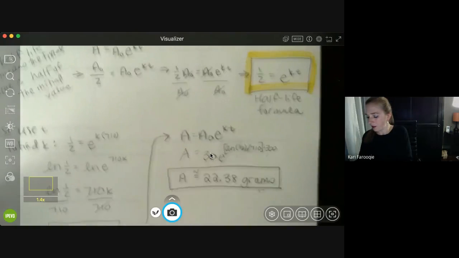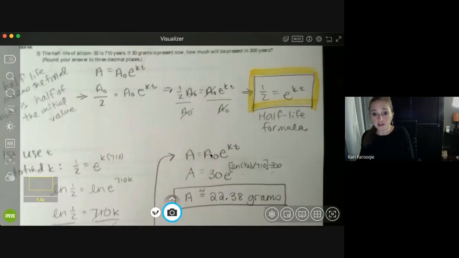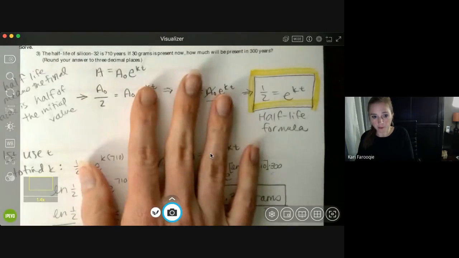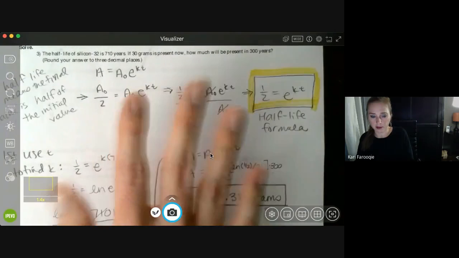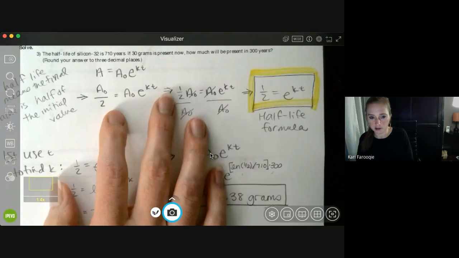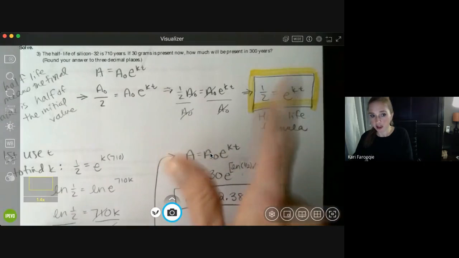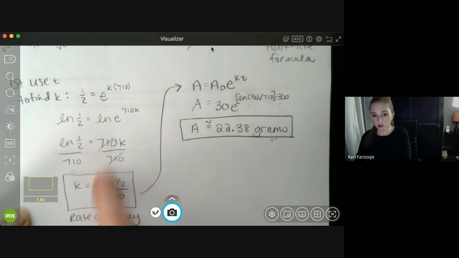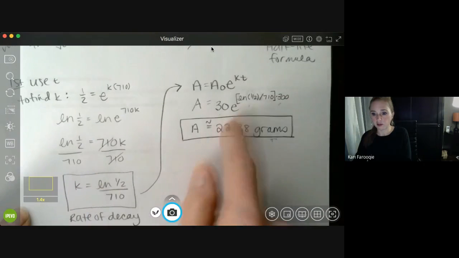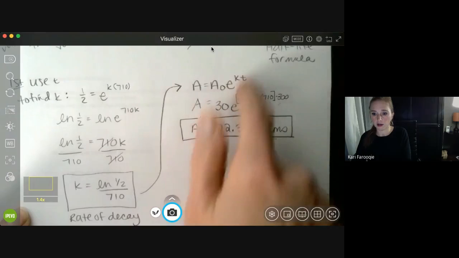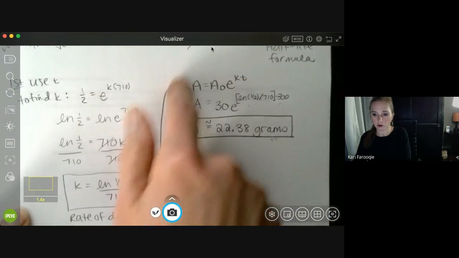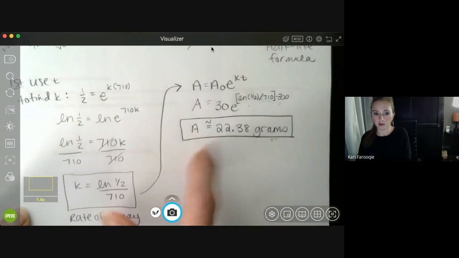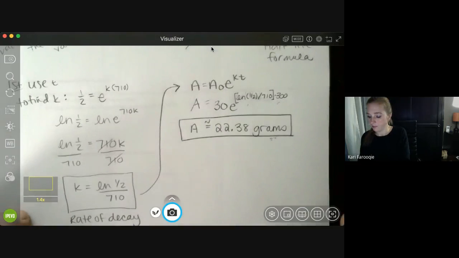Okay. So this is a model of a half-life problem. If you see a half-life problem on your test, prepare to do this in 2 parts. Use the half-life formula to solve for the rate of decay. Once you find that, use the given information with your initial function for growth and decay to solve for your final amount. All right, you've seen it done.